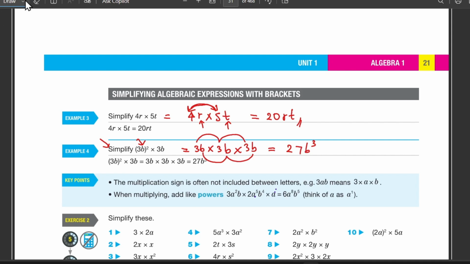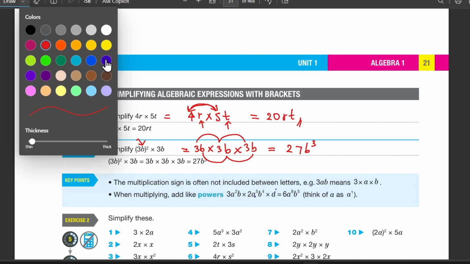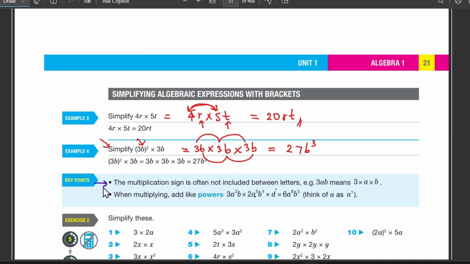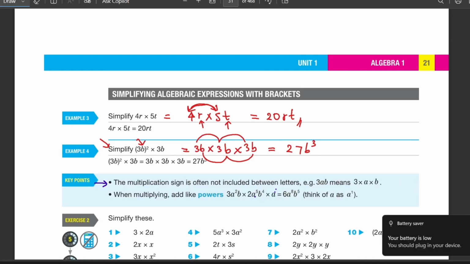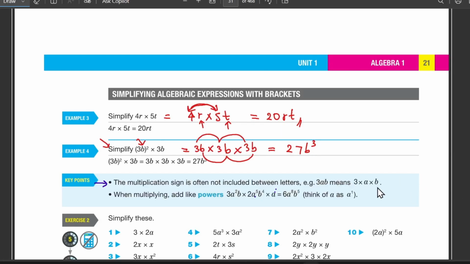And here we have some key points to take. The multiplication sign is often not included between letters. So 3ab means 3 times a times b. So you have to know that if we see something like this, 3ab, it means we have multiplication in between these three.